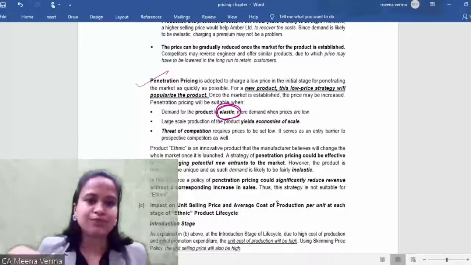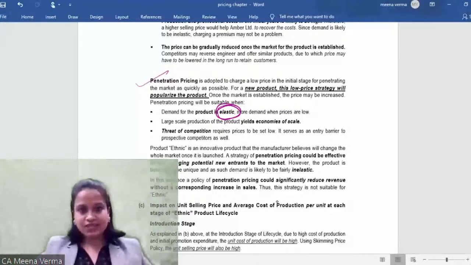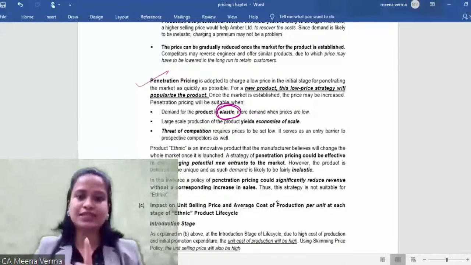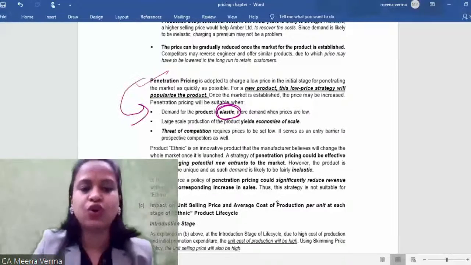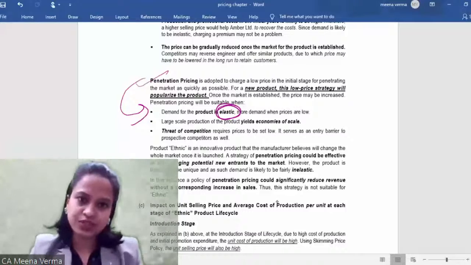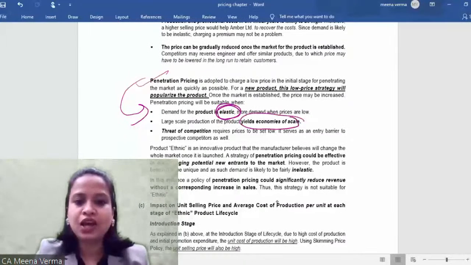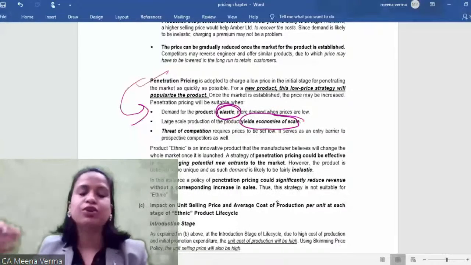If you decrease the price of your commodity because you want to penetrate the market, in such a case the demand should increase. The market should be an elastic market for your product. So in such a case, it is good to follow the market penetration technique. Market penetration, okay. And with the help of market penetration, you should achieve economy of scale.